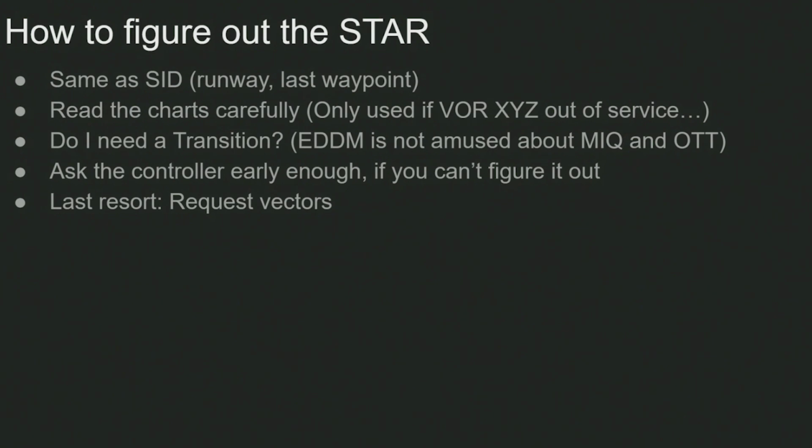If you're on a STAR and you have no idea what to fly, ask early, not 2 miles before your last point. That's very important. And if you can't figure it out at all, ask for vectors. But once again, please ask early enough. Don't fly the wrong way and then in the end, now I need vectors. If you don't know it, ask for vectors, but please ask early.